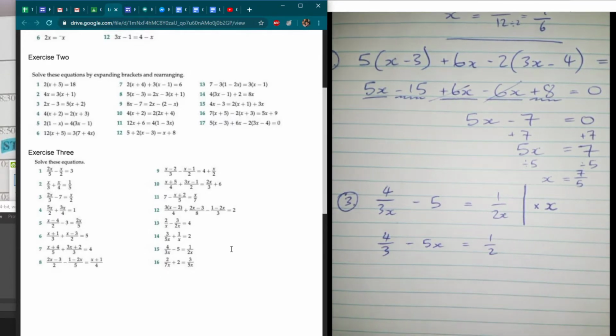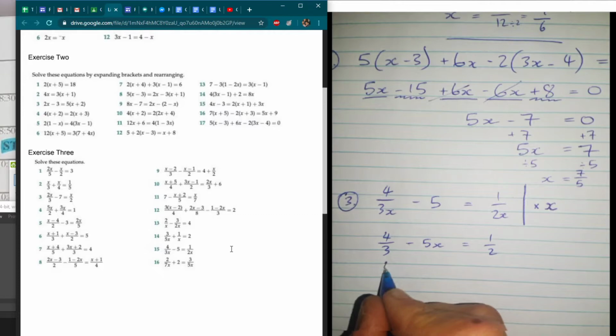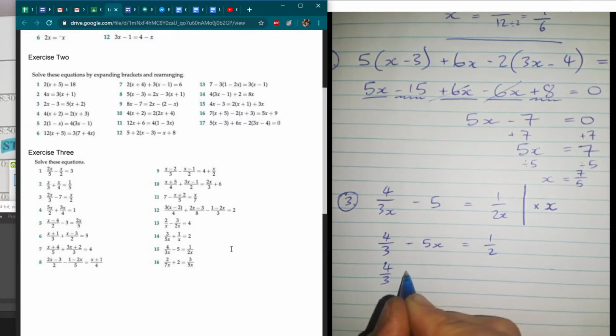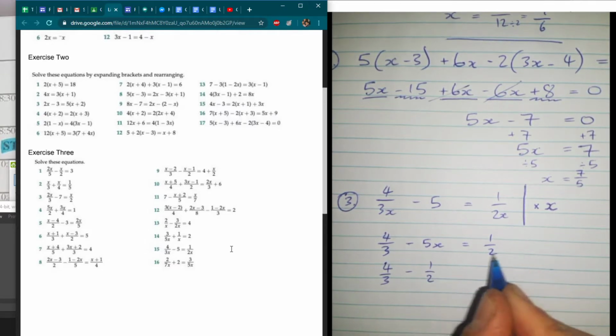And look at that. Now, we have just one x instead of the two x's, and there's no x's in denominators. Beautiful. Okay, look at this. We've got a negative 5x. So I could make that positive, and it will make things easier for myself by moving it to the other side. So I'm going to put all my x's to the right-hand side, and I'm going to bring all my numbers to the left-hand side. So it's going to become 4 over 3 minus a half. So I minus a half off both sides. And then I'm going to plus 5x onto both sides, so it equals 5x.